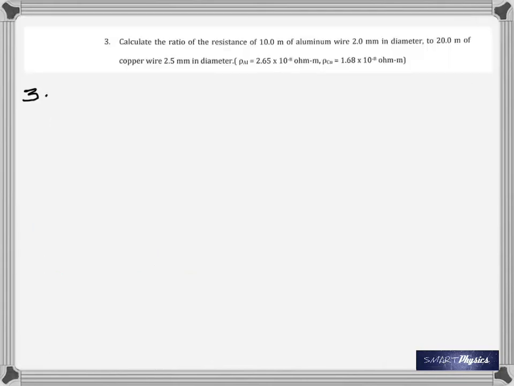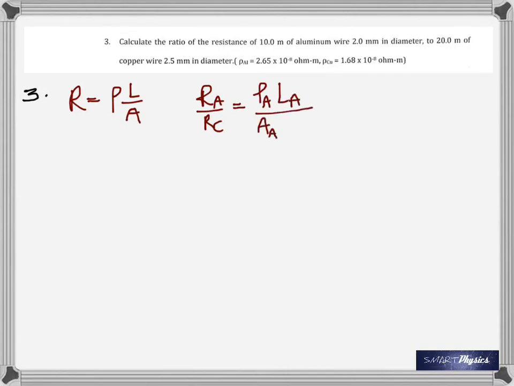Calculate the ratio of the resistance of a 10 meter aluminum wire, 2 millimeters in diameter, to 20 meters of copper, 2.5 millimeters in diameter. The resistivities of both are given. You know that the formula to be used is resistance is rho L by A, right? And then set it up as the resistance of aluminum divided by the resistance of copper. I know Cu is the symbol for copper. Okay, so when you write that, isn't that what you get?